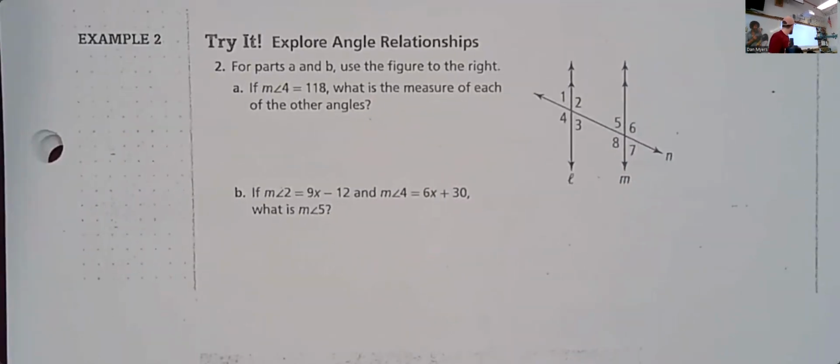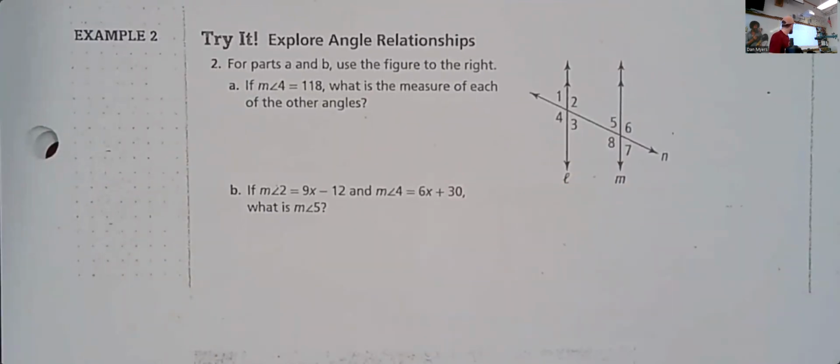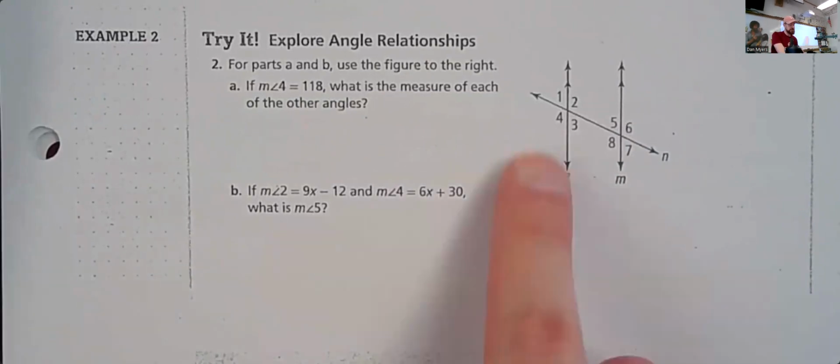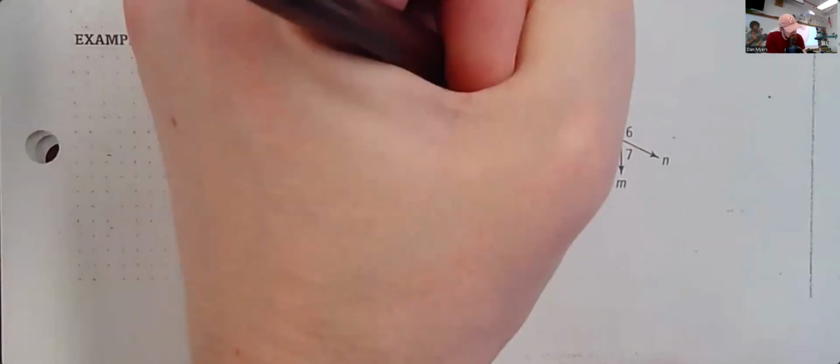Here we go. For parts A and B, use this figure to the right. If the measure of angle 4 equals 118, what is the measure of each of the other angles? So, measure of angle 4 equals 118. And by the way, if there's a diagram and it gives you a number, go ahead and put that number on the diagram. So this is 118 right here.